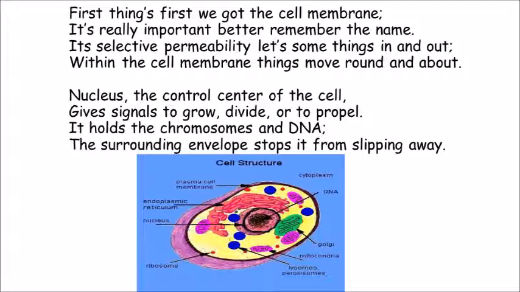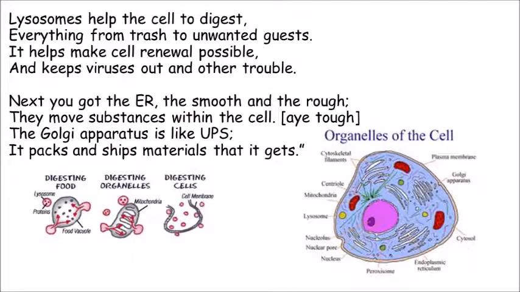The nucleus, the control center of the cell. The signals to grow, divide, or to propel. It holds the chromosomes and DNA. The surrounding envelope stops it from slipping away. Lysosomes help the cell to digest everything from trash to unwanted guests. It helps make cell renewal possible and keeps viruses out and other trouble.